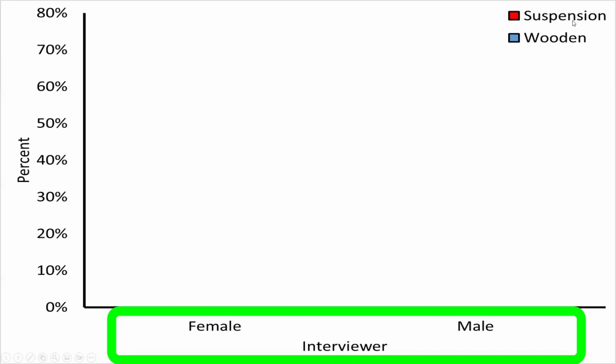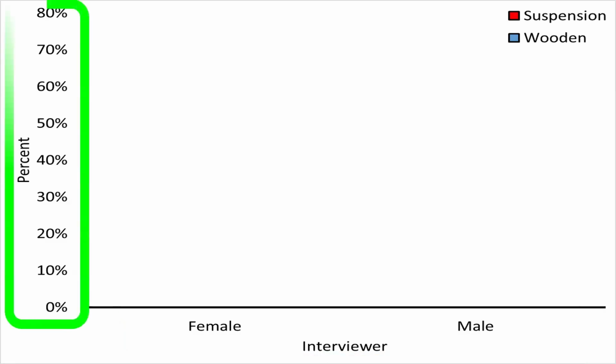So each bar gets a color depending upon whether it's on the suspension bridge, that's going to be a red bar, or is it on the wooden bridge, that's going to be a blue bar. So one of your categorical variables goes on the x-axis, the other one gets different colored bars. The relative frequencies go on the y-axis. So the higher the bar, the greater the relative frequency, the higher the proportion of people in that category that in this case completed the questionnaire.